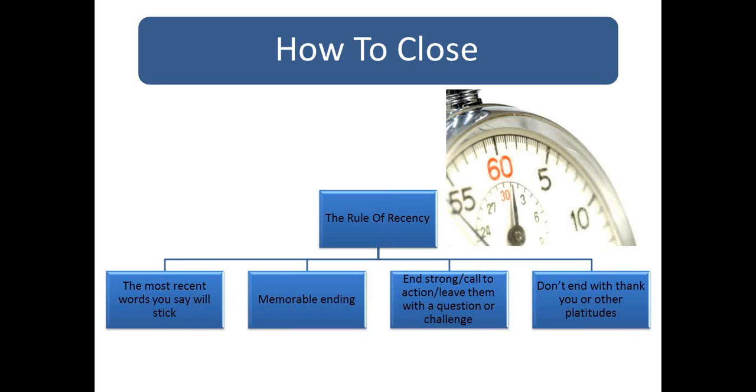So I guess at 5 minutes to 10 today, West Australian time, those words are closer than what I said at 9:05. So you're more likely to remember them. So it's the rule of recency. The most recent words you say will tend to stick in people's minds. So you need to make your ending memorable. Have a strong call to action, or leave them with a question, or leave them with a challenge.